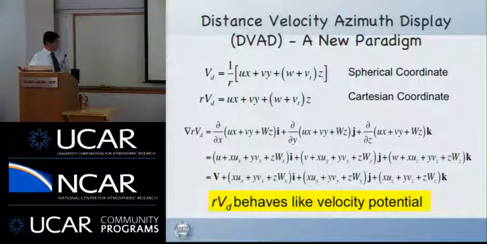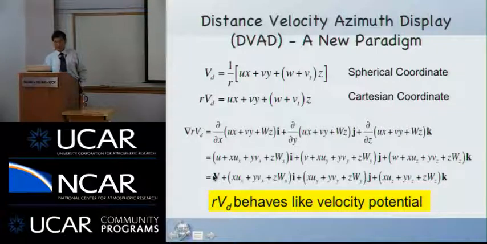To some extent, r times Vd behaves like a velocity potential, because if you take a gradient, there's a velocity term plus some other things. One thing I want to point out is that at the origin, which is the radar, where x, y, z equals 0, the gradient of r Vd is the velocity vector. No assumption is involved. So practically, if you have a field r times Vd, and you evaluate this gradient at x, y, z equals 0, you get the wind field.